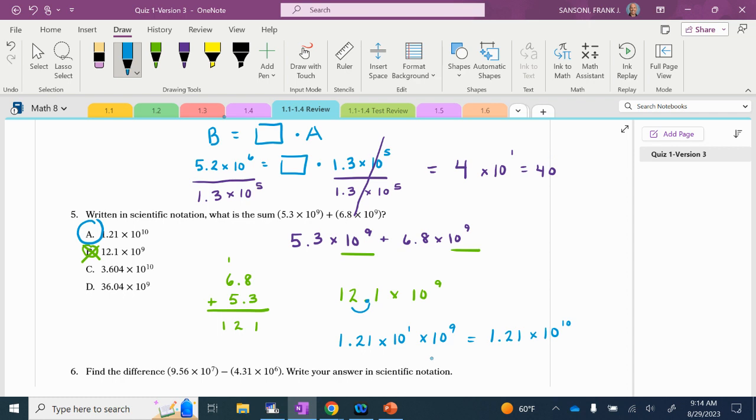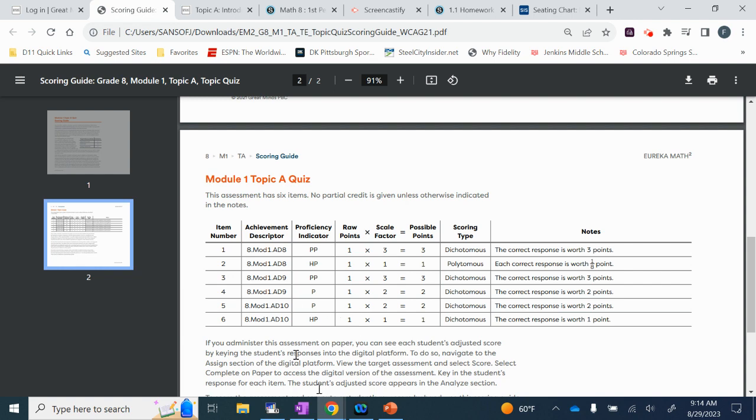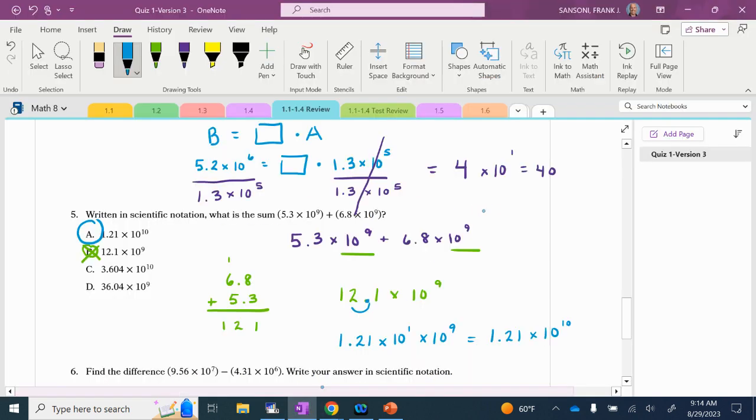How would they come up with 36.04? What would they have done? Oh, I know what they would have done. They multiplied 5.3 times 6.8, okay? But we're adding those two because they're both times 10 to the ninth. And what was number five? Do we know? Number five was also on the proficiency level. So just a middle of the road problem.